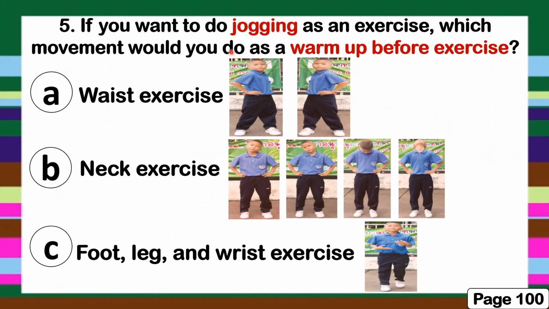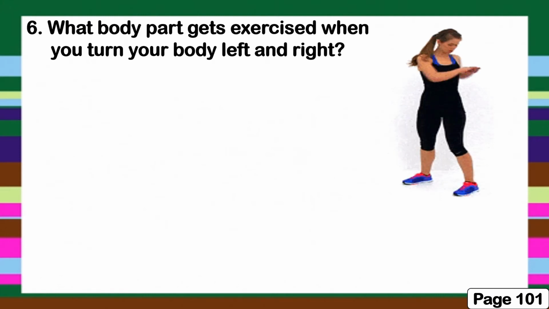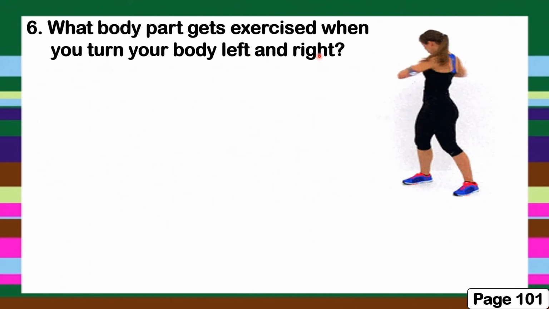So what warm-up activity will you do when you want to do jogging? Letter A, waist exercise. Letter B, neck exercise. Or letter C, foot, leg, and wrist exercise. Now in number 6, what body part gets exercised when you turn your body left and right?